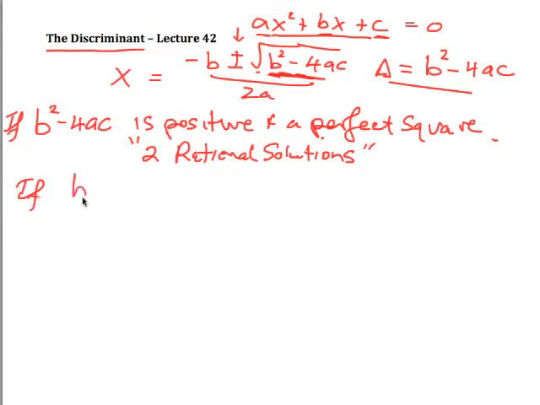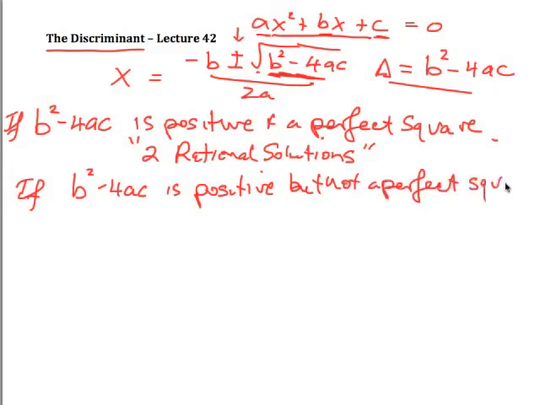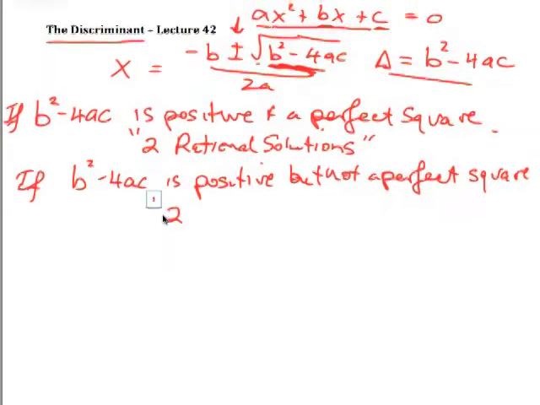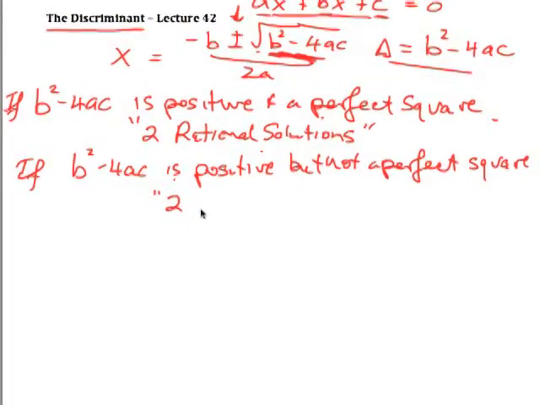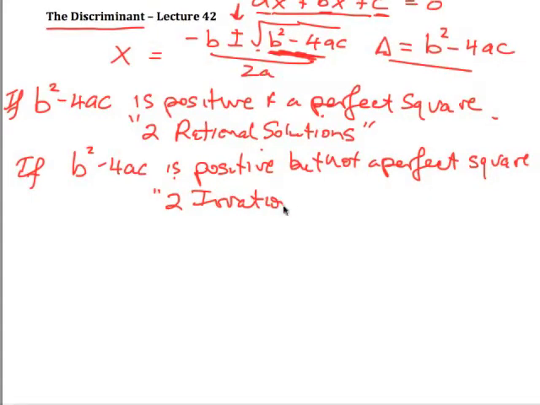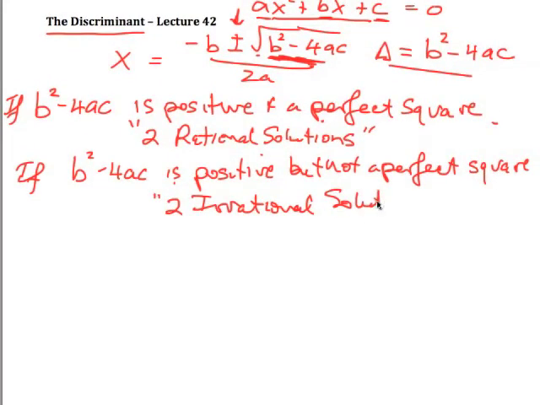Now what if b squared minus 4ac is still positive but not a perfect square? For example, let's suppose this number under here then is something like 17. So I'm going to have this integer plus or minus the root of 17, which is irrational, over this integer here, so I'm going to have an irrational solution, and of course we still have 2, so we're going to get 2 irrational solutions.